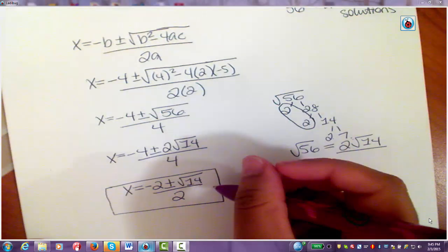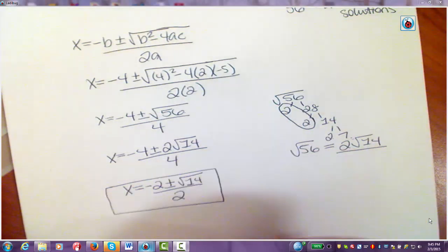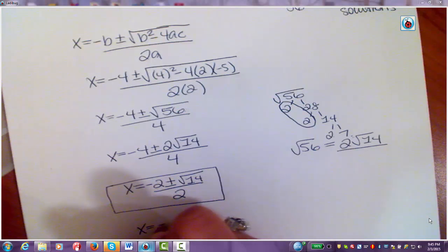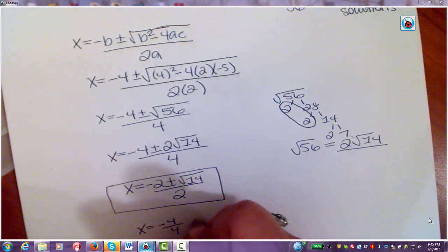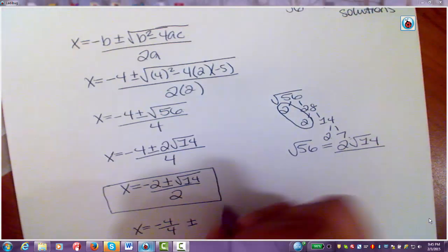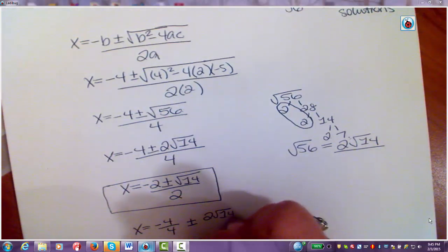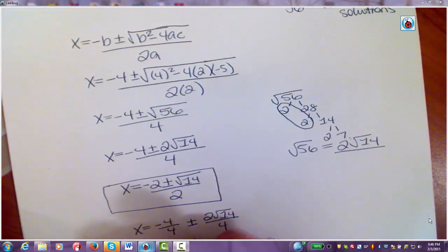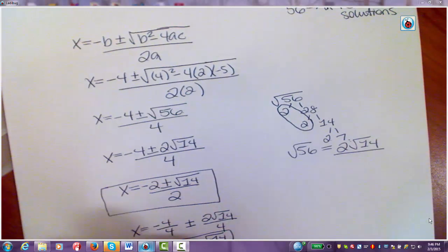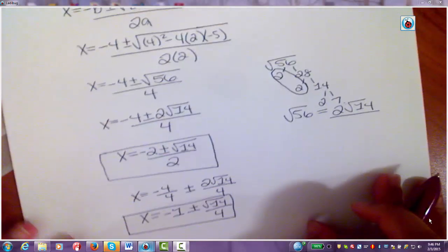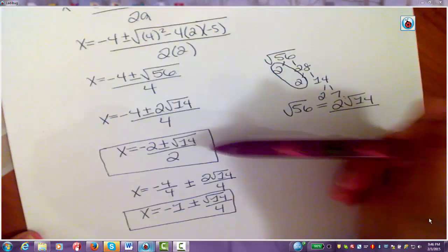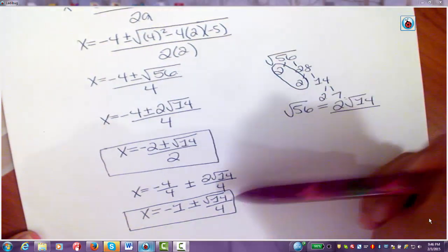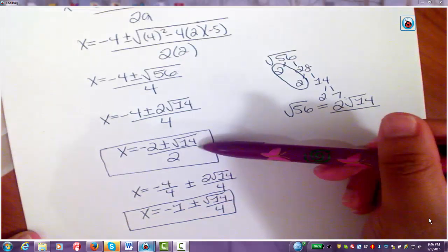You could simplify it this way, or you could break it up and have x equals negative 4 over 4 plus or minus 2 square roots of 14 over 4, which would give you negative 1 plus or minus the square root of 14 over 2. Either way is correct. I just happen to prefer doing it this way, but both ways are correct.